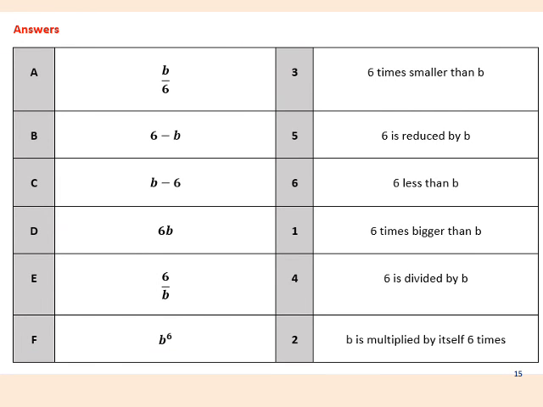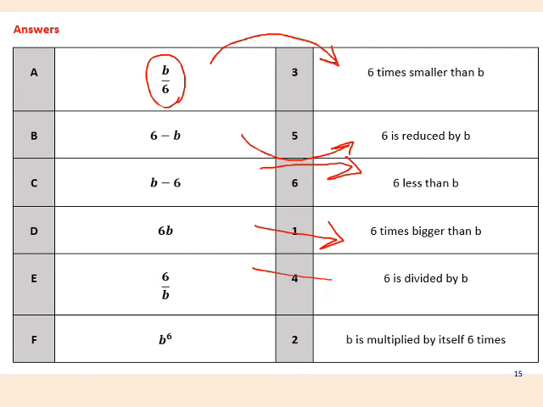And again, as we can see, b divided by 6, b split up into 6 equal parts is the same as saying 6 times smaller than b. And b links with 5, 6 reduced by b, and so on and so forth. Again, give yourselves the mark. How many did you get correct out of 6?